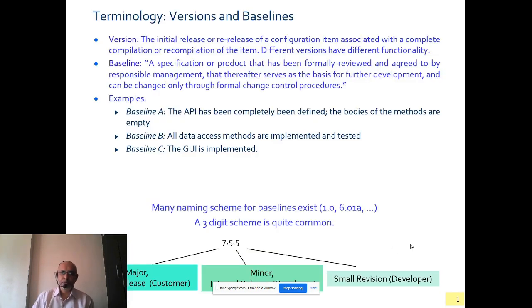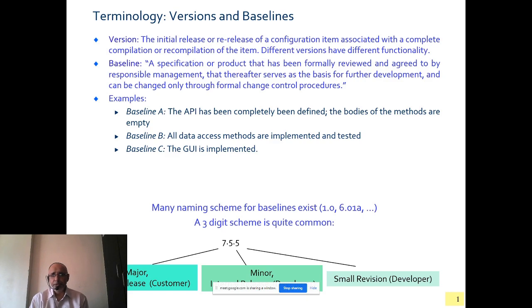version. Now here we have to be very careful in this presentation because if we understand it and possibly relate it with the previous presentation, then only we'll be able to get benefited. A version is the initial release or re-release of a software configuration item associated with a complete compilation or recompilation of the item. Compilation or recompilation. So this marks the release or re-release.